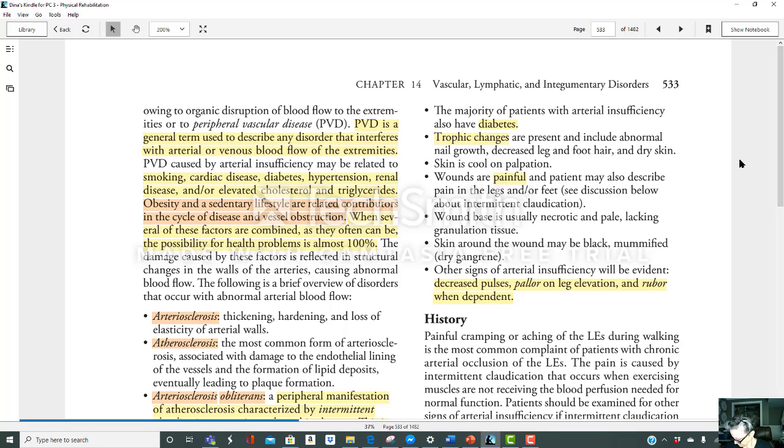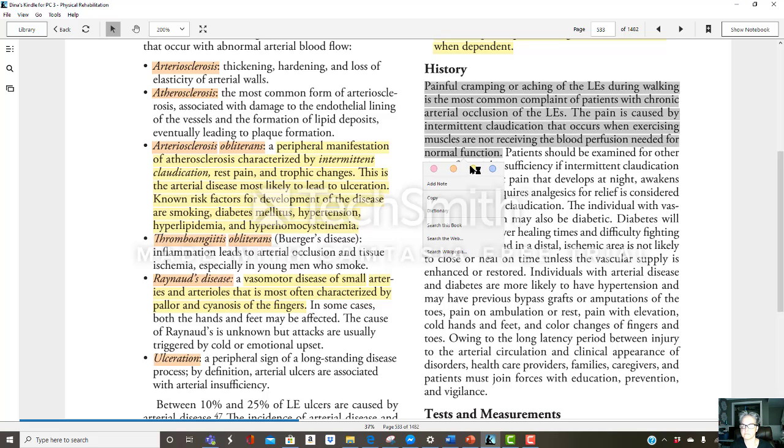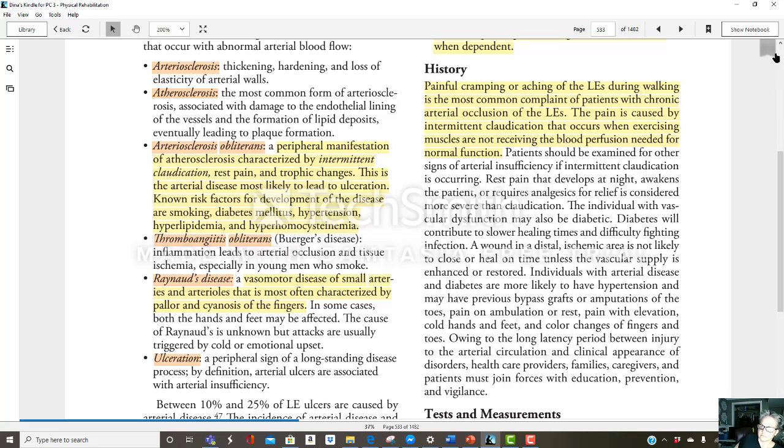History. Painful cramping or aching of the knees during walking is the most common complaint of patients with chronic arterial occlusion of the knees. The pain is caused by intermittent claudication that occurs when exercising muscles are not receiving the blood perfusion needed for normal function. Patients should be examined for other signs of arterial insufficiency if intermittent claudication is occurring. Rest pain that develops at night, awakens the patient, or requires analgesics for relief is considered more severe than claudication.